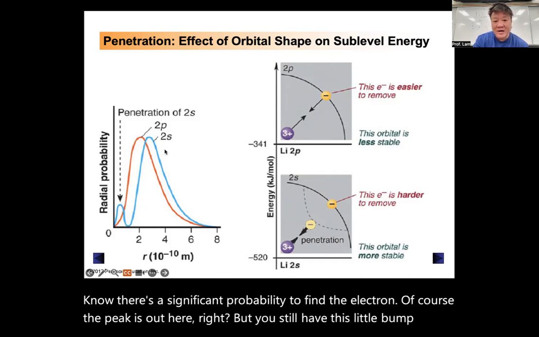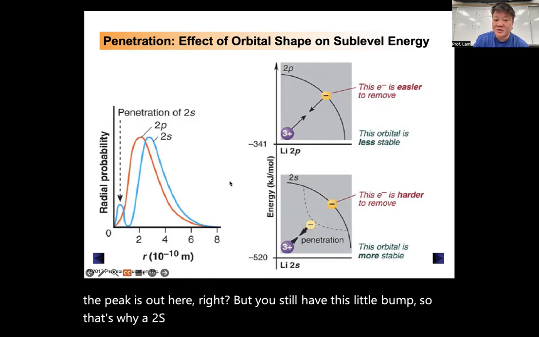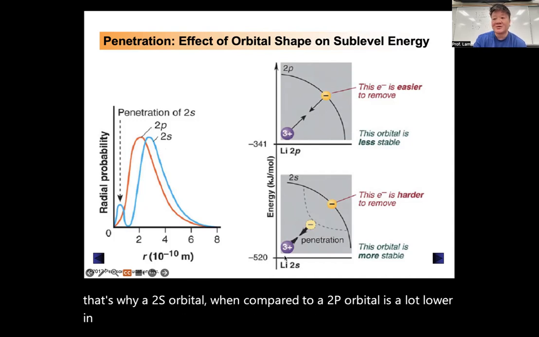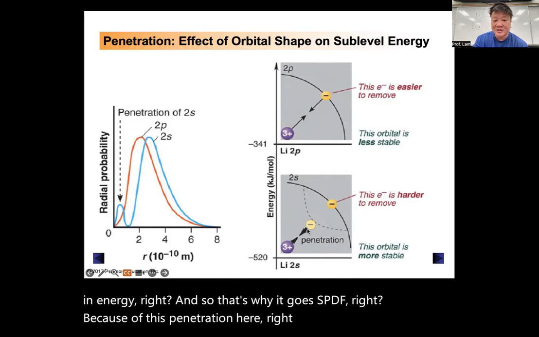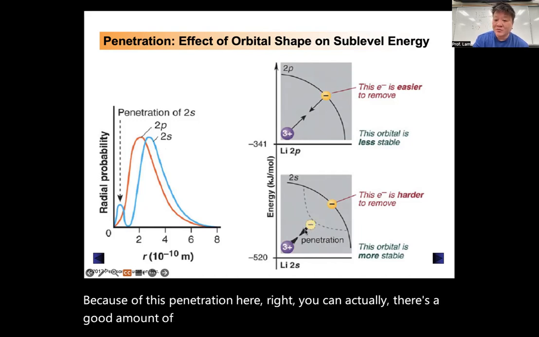So that's why a 2s orbital, when compared to a 2p orbital, is a lot lower in energy, right? And so that's why it goes s, p, d, f, right? Because of this penetration here, right? There's a good amount of probability that you would find the electron closer to the nucleus.